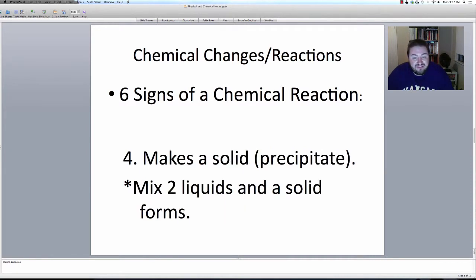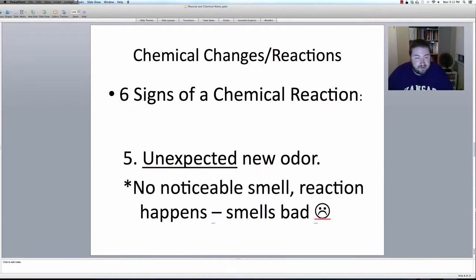The next one, we make a solid, or the fancy science word for that is a precipitate. So again, we mix 2 liquids together. There was no solid to be found to begin with, and all of a sudden a solid forms. Sometimes chemicals will come together in new ways when I start to mix them, and they would rather come together as a solid than be a liquid. All of a sudden we've made a new substance, and we see it as the solid form called a precipitate.